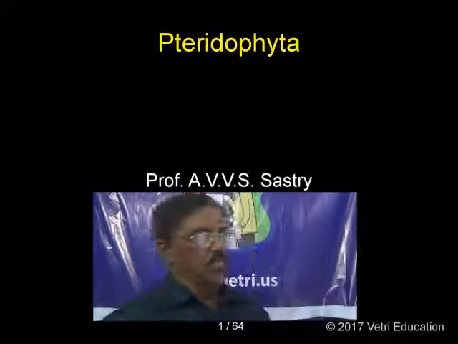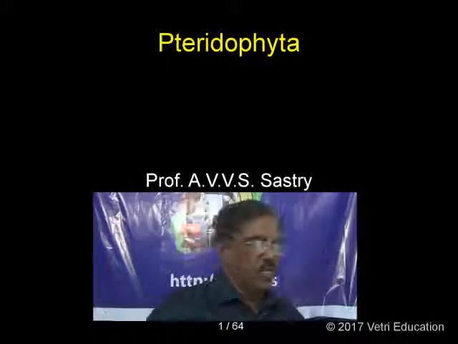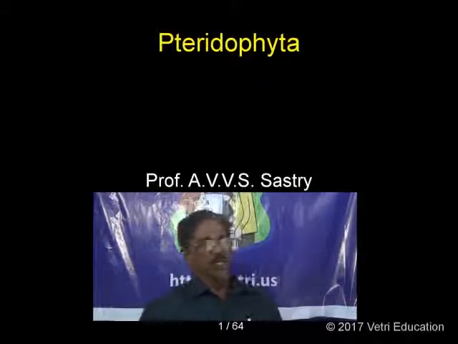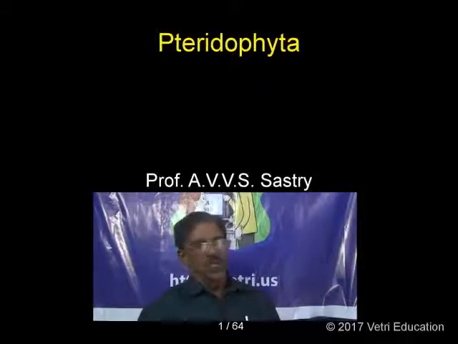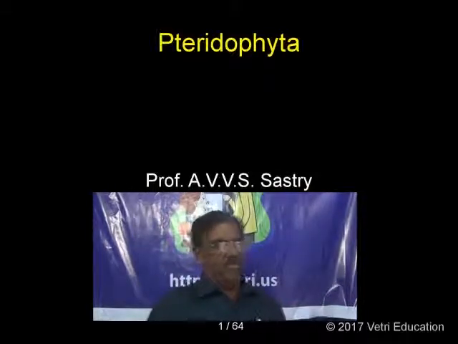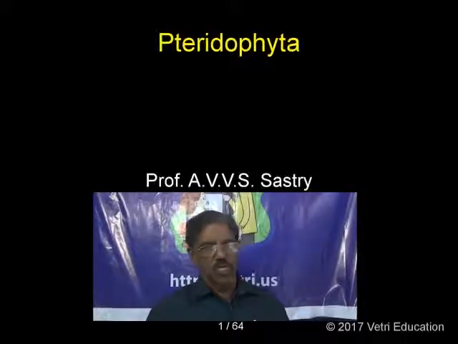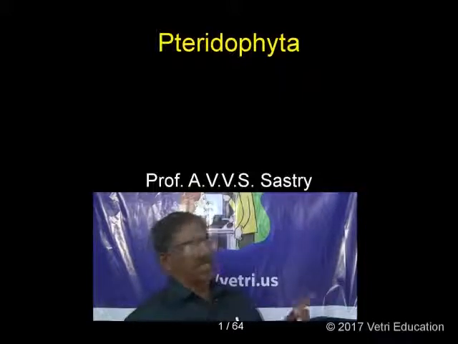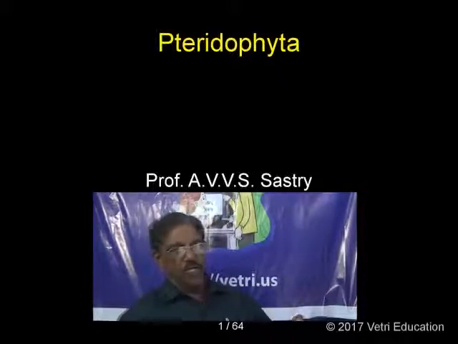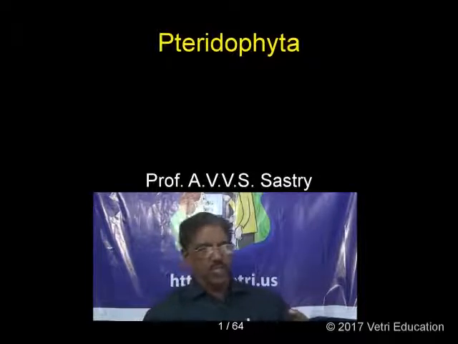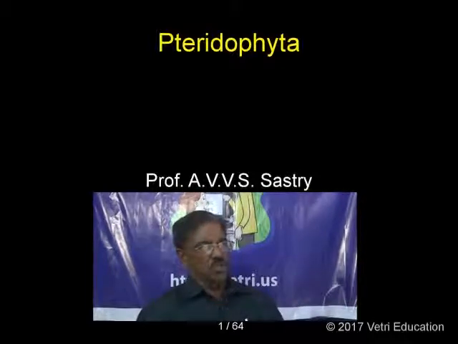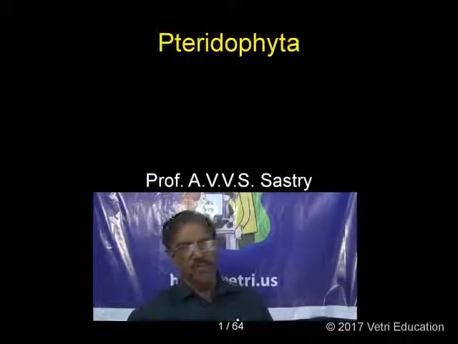In the last class we discussed the Bryophyta, the first land plants, where the vascular system is not developed, so those are non-vascular cryptogams. The next higher group is Pteridophyta. In Pteridophyta you can find a true stem, leaf and roots, and these plants have vascular structures like xylem and phloem, so these are vascular cryptogams.